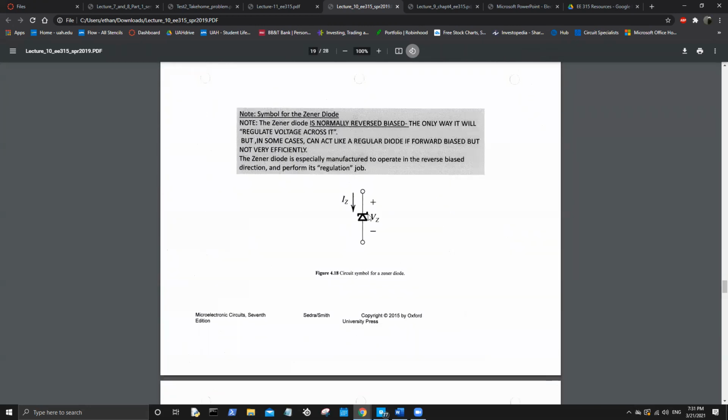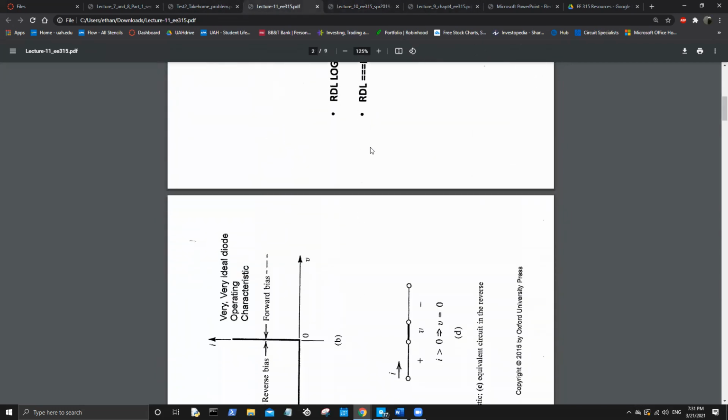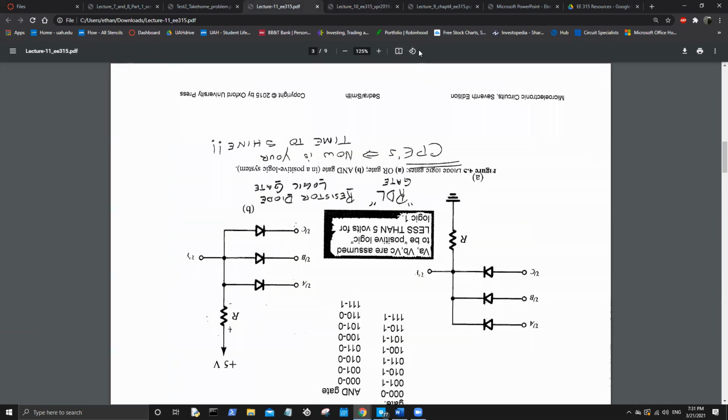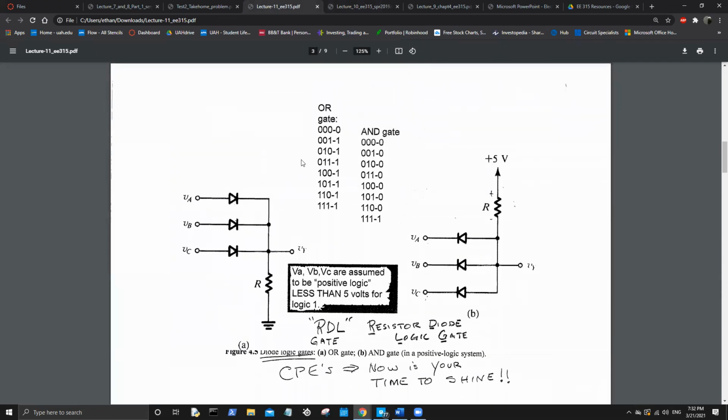And then this is talking about diode logic. So okay, we have that down. Diode logic is over here. So I'm going to scroll down, flip, nope, flip, nope, flip. There we go. And here's our OR gate, and here's our AND gate. So remember how those exist and how they look.